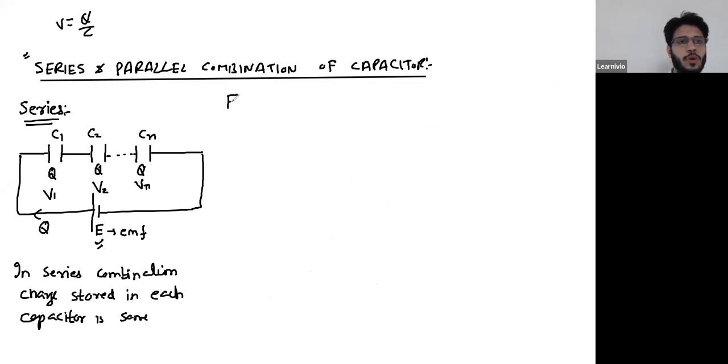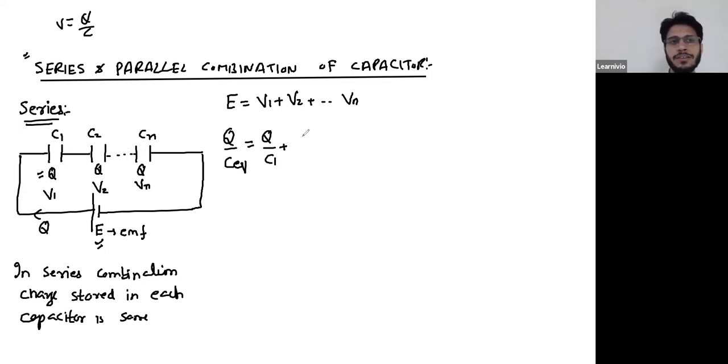So you can write this as that total EMF E divides into n parts. So this E is V1 plus V2 up to Vn. See, Q was C equivalent into E. So we can write this E as Q by C equivalent. The charge stored in the first capacitor is Q. Its capacitance is C1. So we can write your V1 as Q by C1. Similarly, charge in the second capacitor is Q, capacity is C2, so it's Q by C2. Charge in the nth capacitor is Q, capacity is Cn, it's Q by Cn. So this Q will cancel out everywhere.